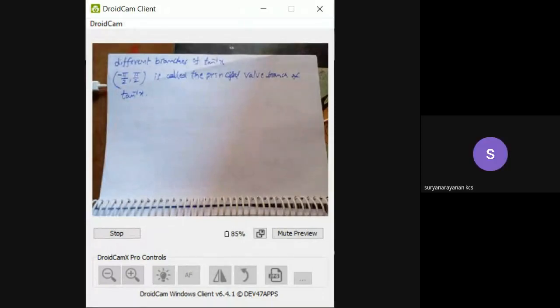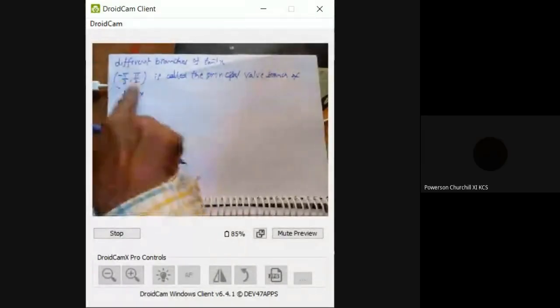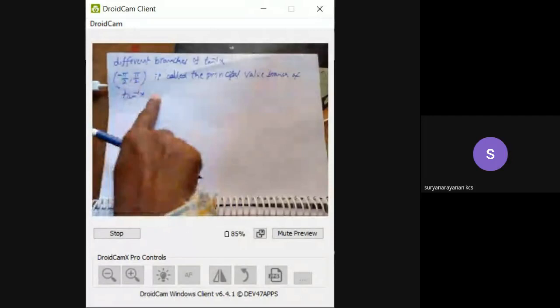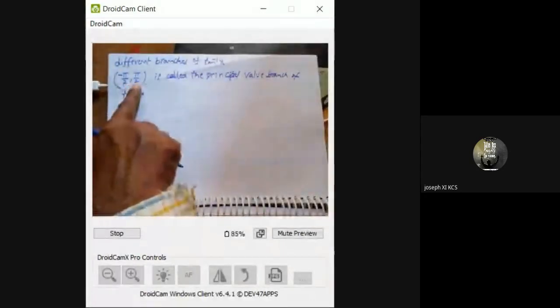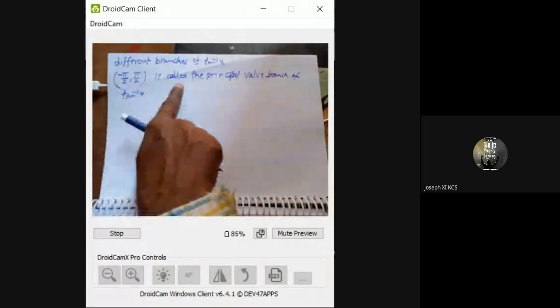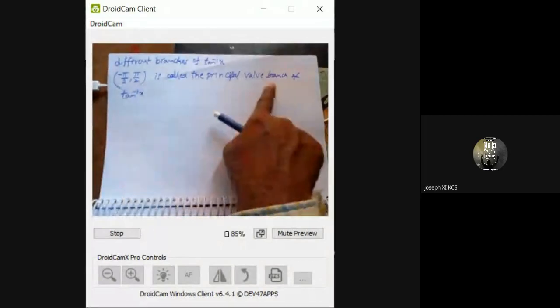Read this line. Sir, I'm not able to see clearly, sir. Joseph, read this line. Okay, sir. Open interval of minus pi by 2, comma pi by 2 is called the principal value branch of tan inverse x, sir.